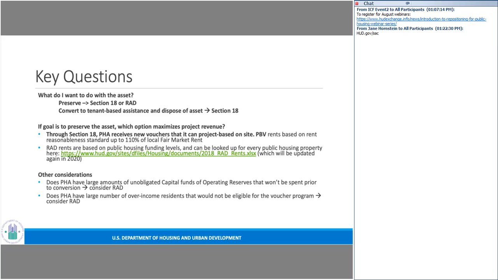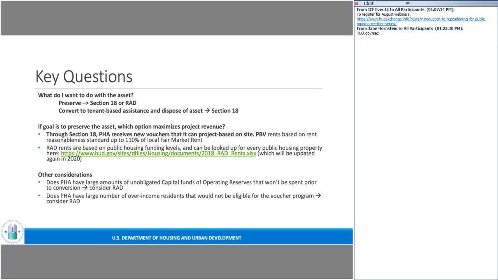A couple other things to consider, again, reiterating, if the PHA has large amounts of unobligated capital funds or operating reserves that they can't spend in the short term, and they want to bring over to the property once converted, then consider RAD. The RAD rents might be less than the regular project-based voucher rents by 10%, but if you've got $2 million sitting in operating reserves, that might outweigh the long-term rent difference. And the second consideration here is, does the PHA have a large number of over-income residents that wouldn't be eligible for the voucher program? Then again, consider RAD. There are ways to work around that through the Section 18 and project-based voucher option, but RAD allows the cleanest way.